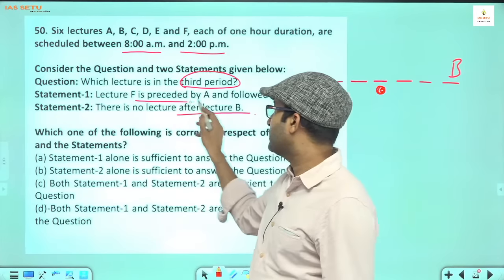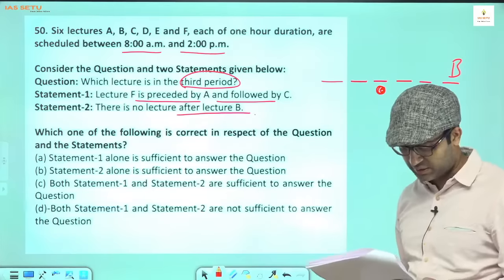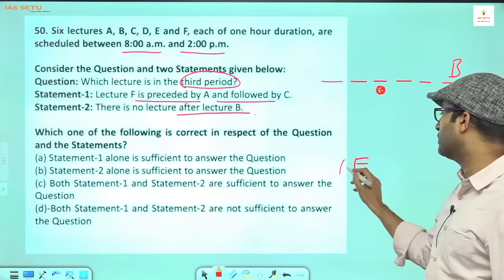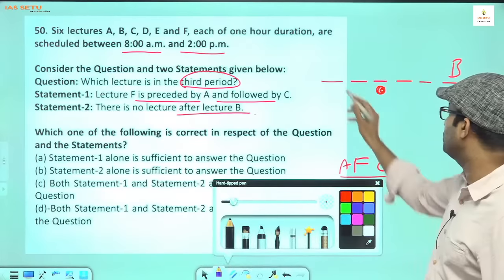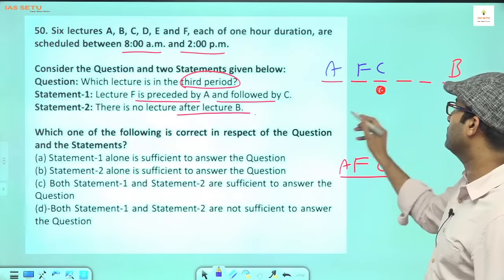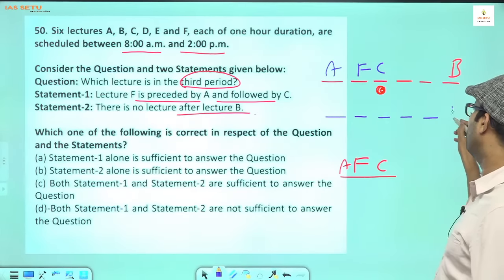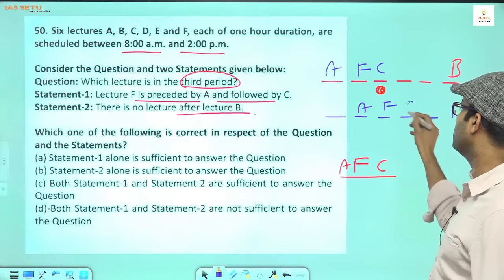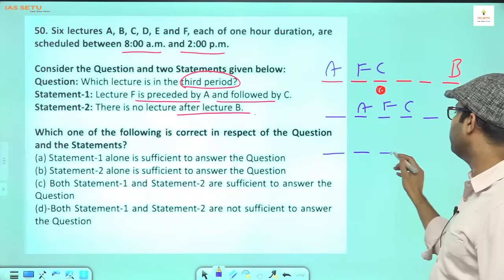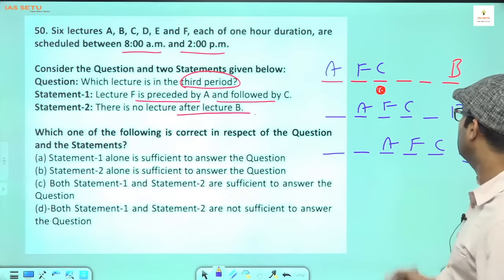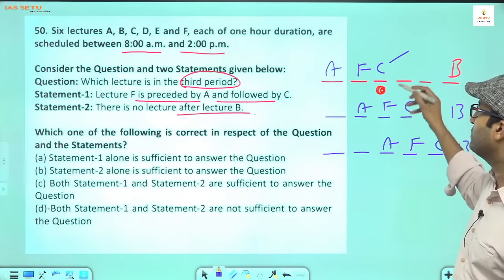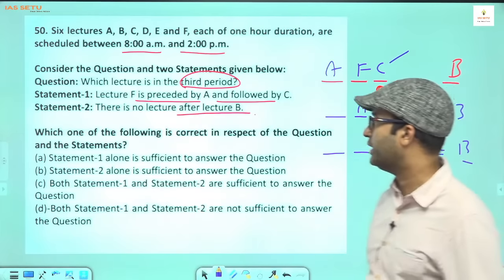F is preceded by A and followed by C. A, F, C. But we don't know what the position is. It can be A, F, C. There are very few statements. So at the third place it can be C, it can be F, it can be A.